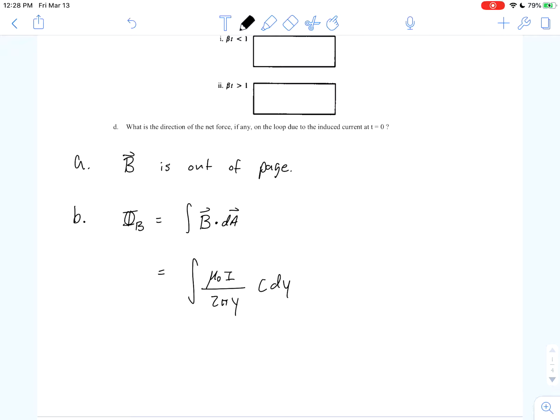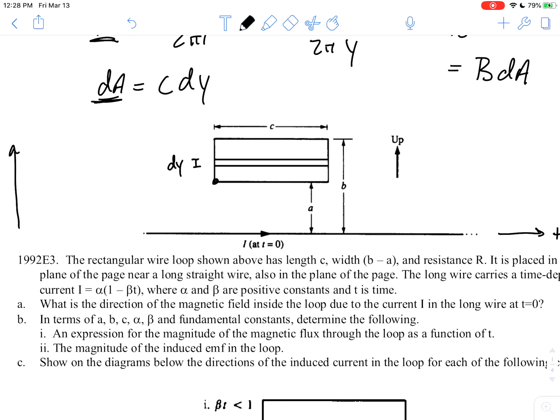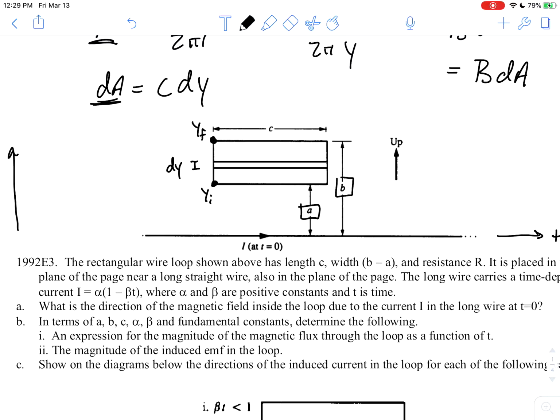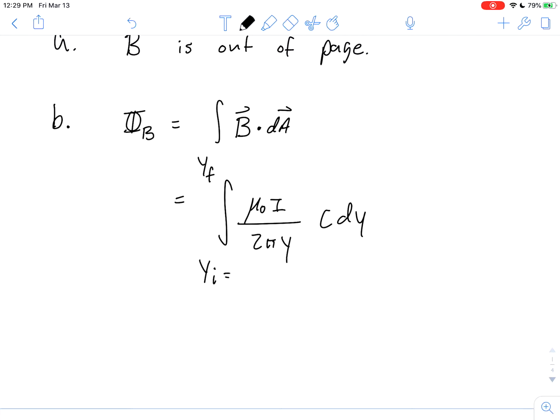And then we need to pick our limits, and we're going to go from the initial value up to the final y value, and we are integrating this from this point right here. This is where our rectangle starts, or our loop starts, and then we're going to go up to where the loop ends. So this is y initial up to y final. You can see that the initial value is at a distance a away from the wire, and the final value is a distance of b from the wire. And so this integral is going to have limits y initial equals a up to b.